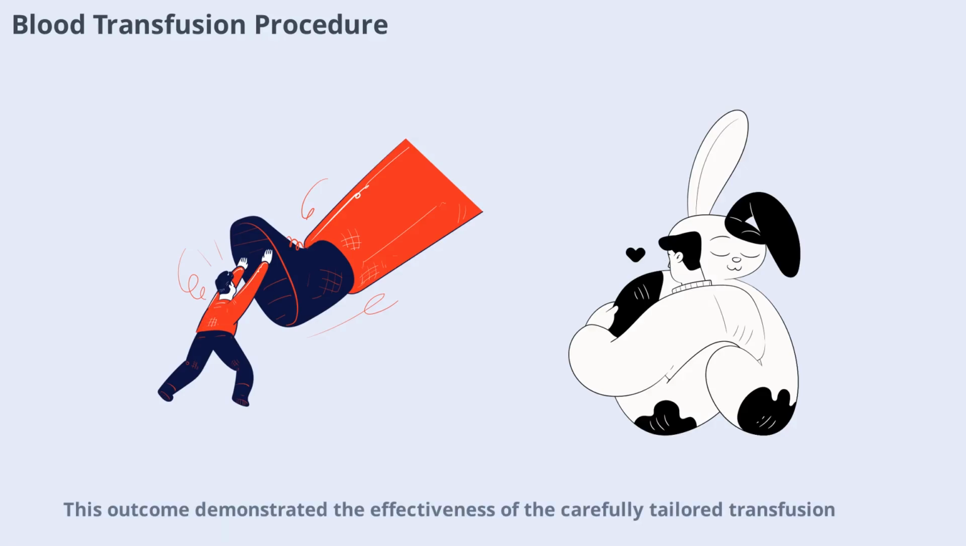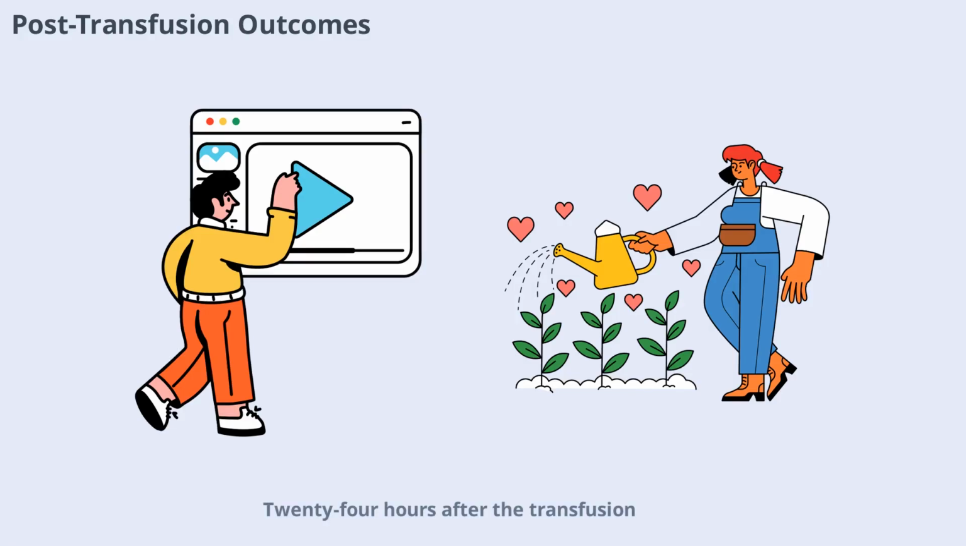This outcome demonstrated the effectiveness of the carefully tailored transfusion plan and highlighted the importance of individualized care in complex cases. 24 hours after the transfusion, the patient's hemoglobin had risen to 73 g/L, and his platelet count had increased to 78 × 10⁹. Both red blood cells and platelets were effective, confirming the success of the transfusion. The patient's recovery was closely monitored, and the positive response provided reassurance to both the medical team and the patient's family.